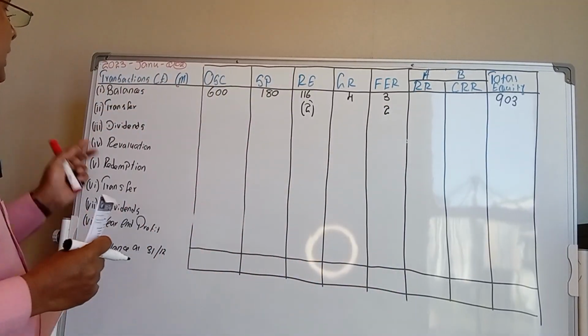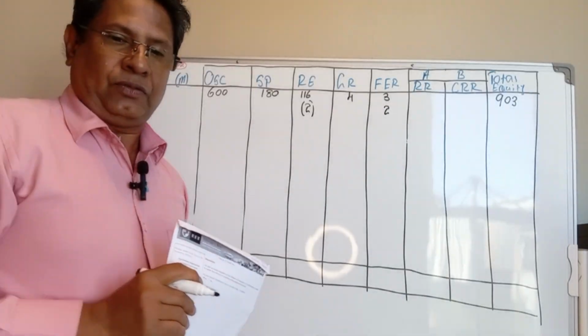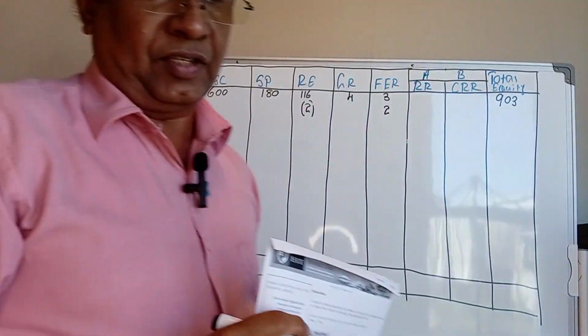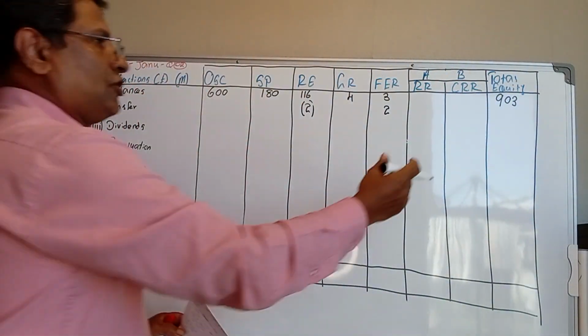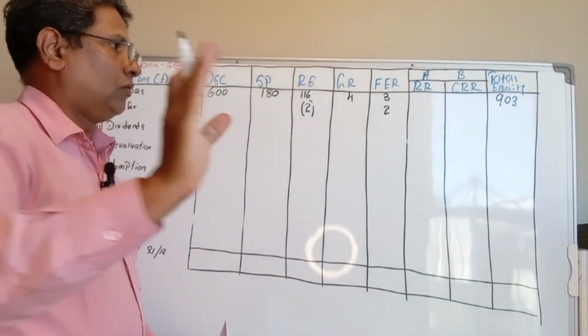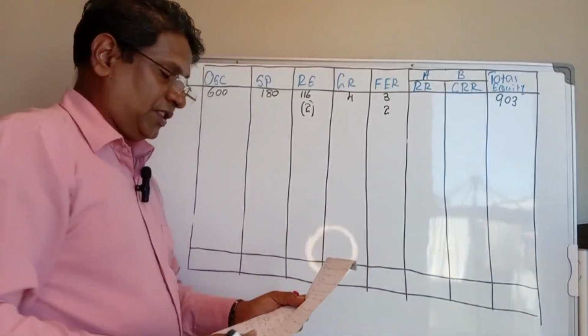It goes out of the retained earnings, minus 2. It goes to the foreign exchange reserve, that will be plus 2. Any change in total equity? No, because it is in between the two reserves itself.